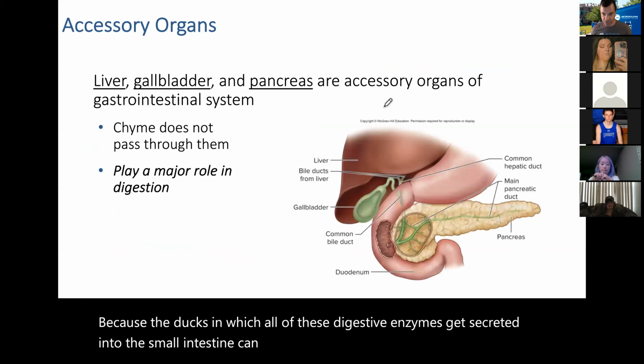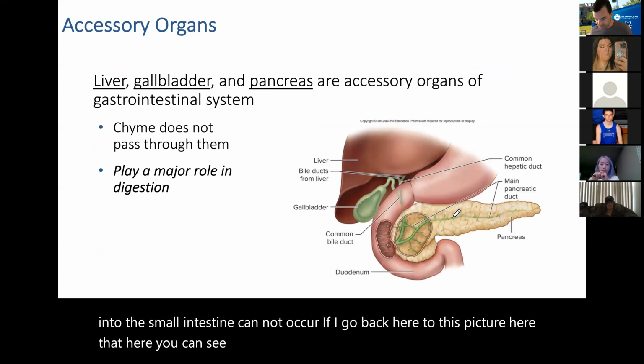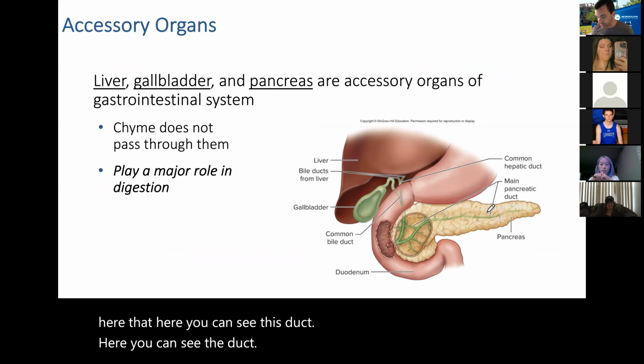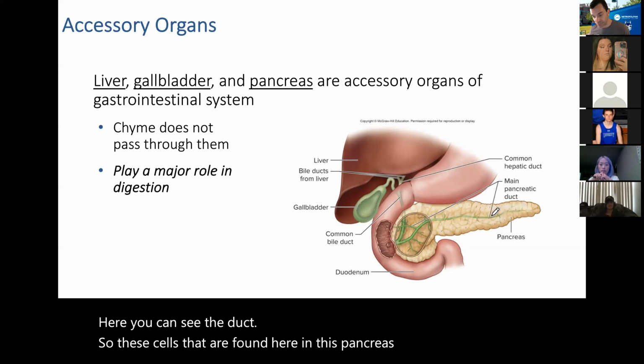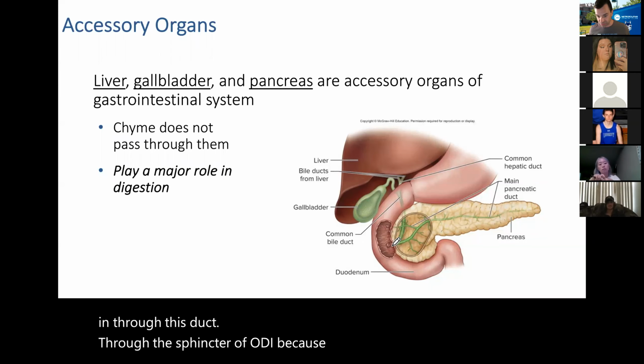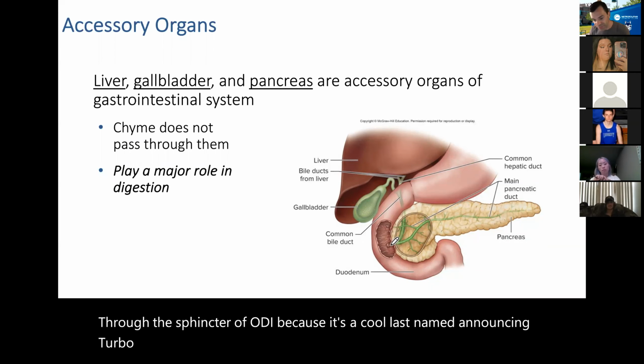If I go back here to this picture, here you can see this duct. Here you can see the duct. So the cells found in this pancreas release those enzymes through this duct, through the sphincter of Oddi, because it's a cool name to know. I won't ask it, but it's cool. Sphincter of Oddi, and it gets dumped into the duodenum.